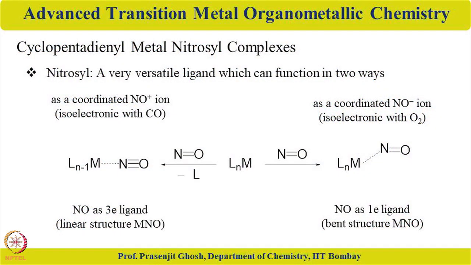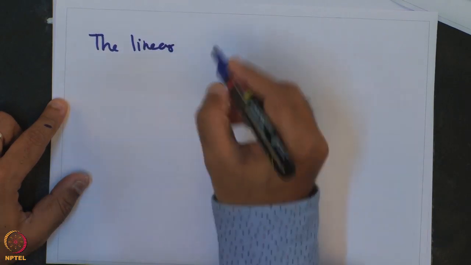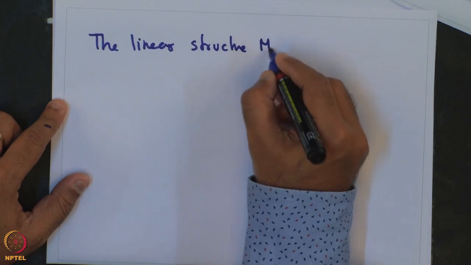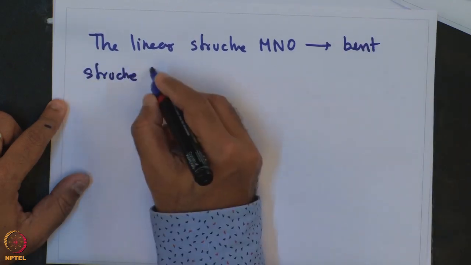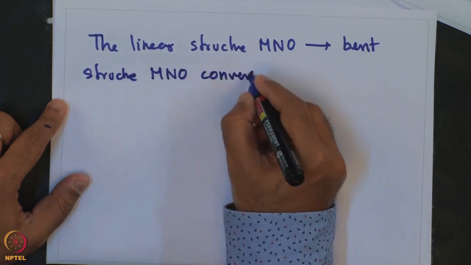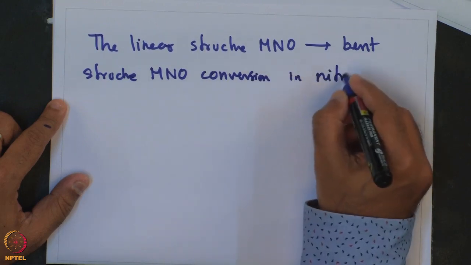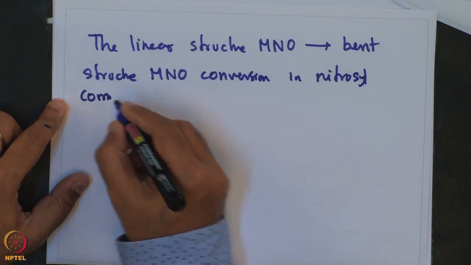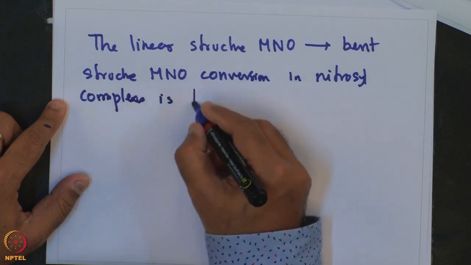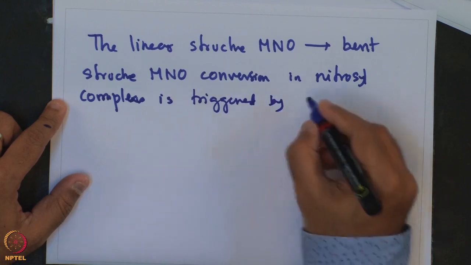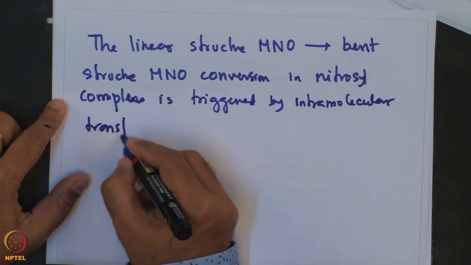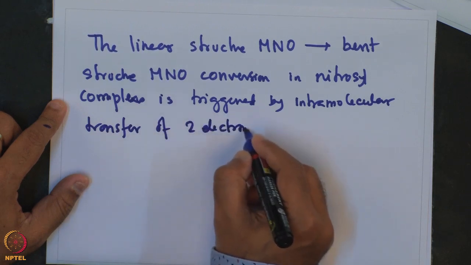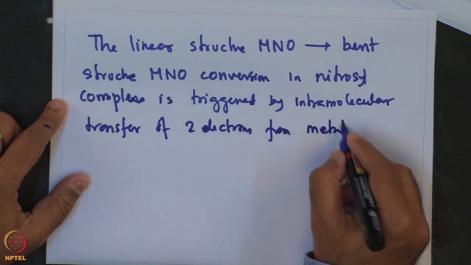Now, with respect to the linear to bent structures triggered by 2 electron transfer from the metal, the linear structure MNO to bent structure MNO conversion in nitrosyl complexes is triggered by intramolecular transfer of 2 electrons from metal to ligand.